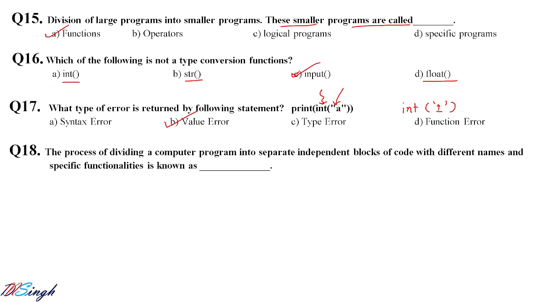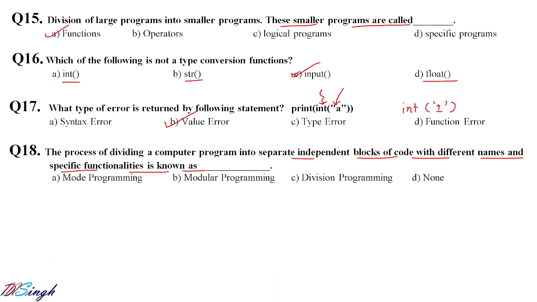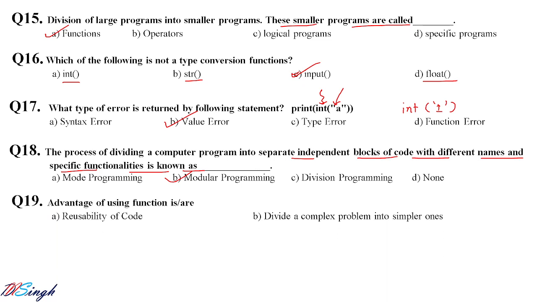The process of dividing a computer program into separate independent blocks of code with different names and specific functionality is known as functions, or also that is called what? Modular programming. That is called modular programming. The process of dividing a computer program into separate independent blocks of code with different names and specific functionality is known as modular programming. Advantages of using functions are reusability of code.